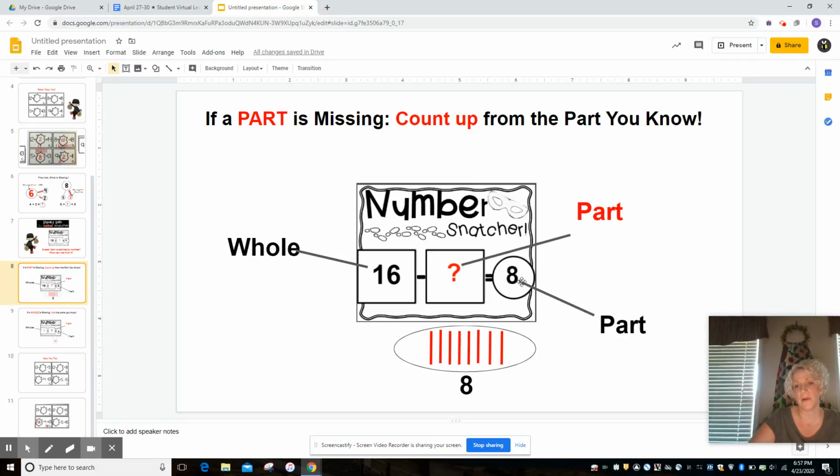I know the part of 8, so I'm going to start at 8 and then count on until I get to 16. 8, 9, 10, 11, 12, 13, 14, 15, 16. When I counted all my tallies, it took me 8 to get from 8 to 16. If you know your doubles facts, you probably already knew that. So my missing part is 8.